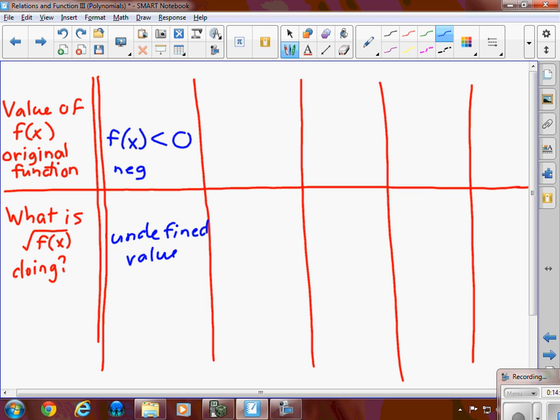So whenever the original graph is underneath the x-axis in the negative y area, that part of the graph won't exist when we take the square root of it. The next interval is when the original function actually equals 0. If the original function equals 0, what about the square root of that function? It also equals 0, and we have the invariant point. Okay? And the other thing that we should know is that the graphs intersect there if it's invariant. So the original graph and the square root function graph, they'll intersect where y is 0.